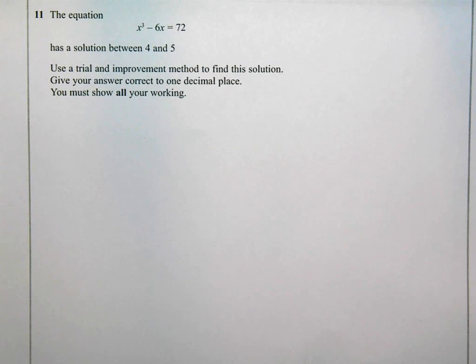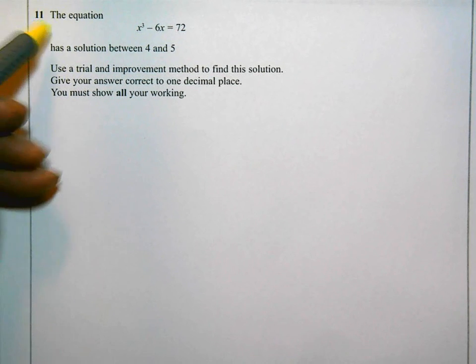This is question 11 on the higher calculator paper. At first glance, as you see this, you know it's going to be a trial and improvement question, and it should be one that many people are confident with. And this is 4 marks, and there's a potential of getting all 4 marks with this easily. Let's just read the question.